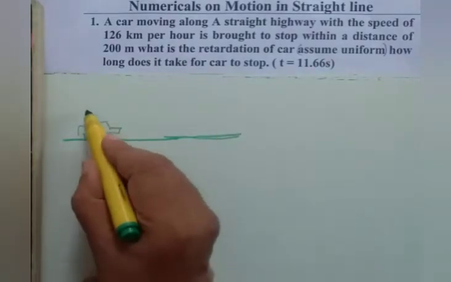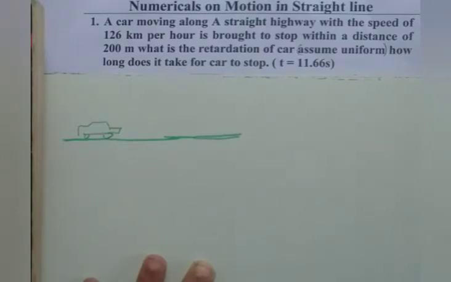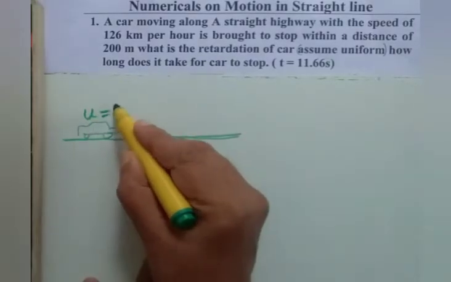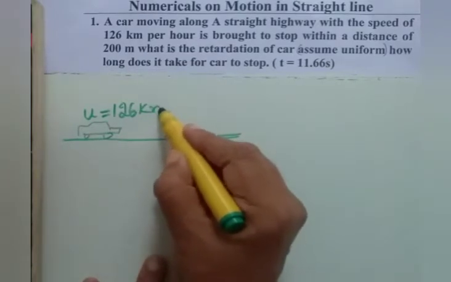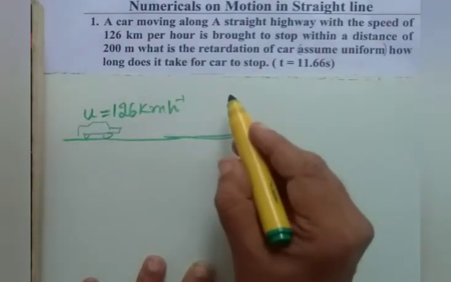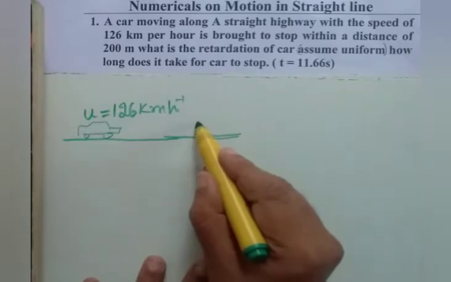Brought to stop means somehow the brake is applied. That means before applying the brake, its velocity is 126 km per hour. Before applying, can you tell me the symbol for that? It is the initial velocity. I write U, 126 kilometer hour inverse. Kilometer per hour can also be written like this. Then brought to stop means its final velocity is 0. Its final velocity is 0.